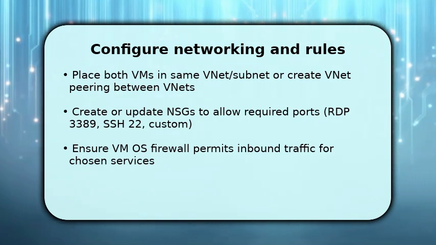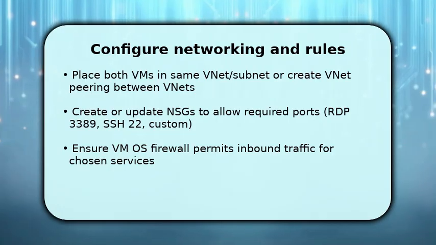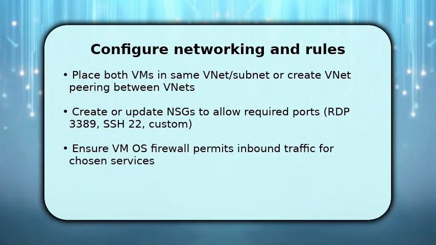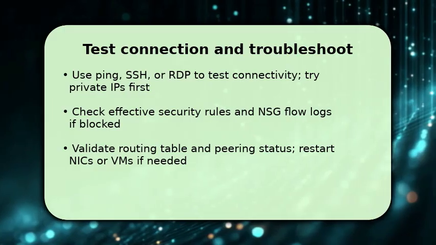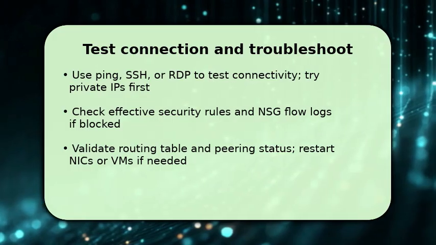Finish by testing and validating the connection between VMs and applying a key troubleshooting step. Use ping and then SSH or RDP to connect to the other VM's private IP. This isolates Azure networking from public endpoint issues.